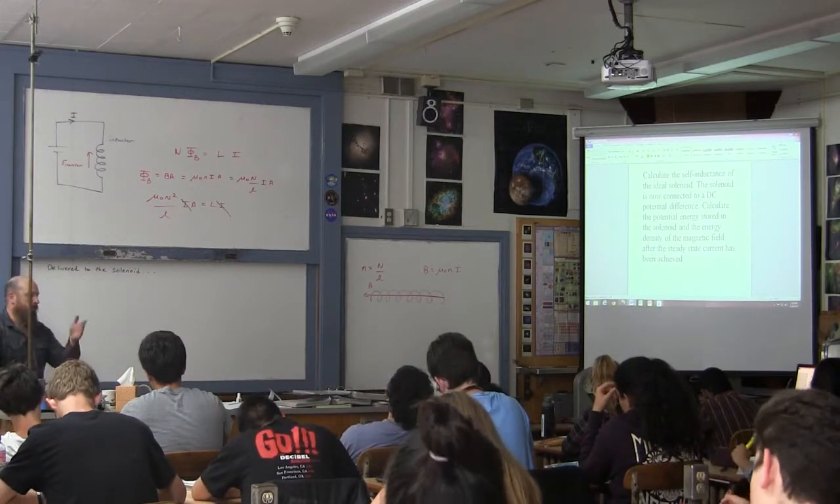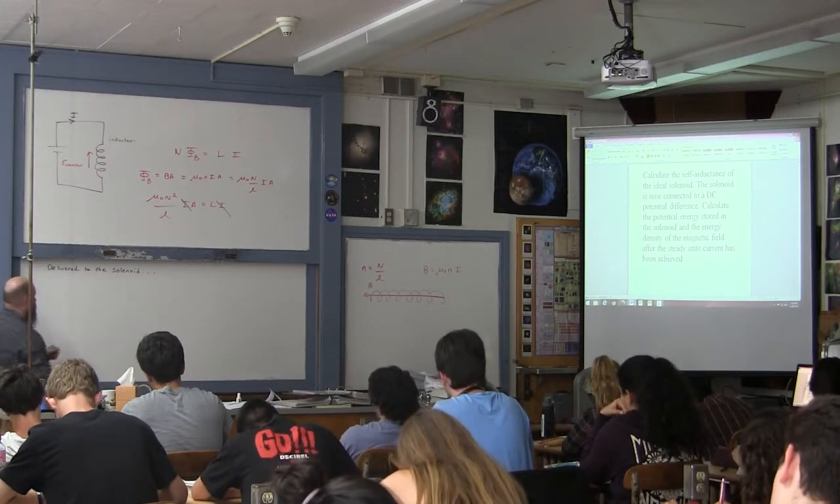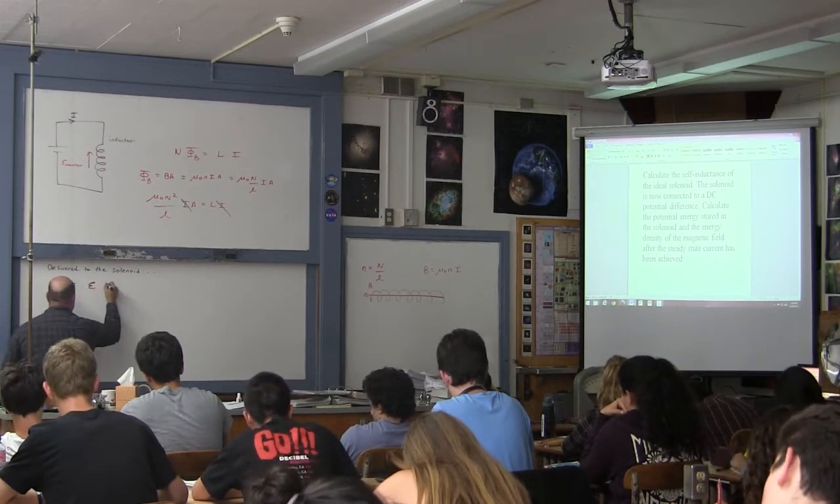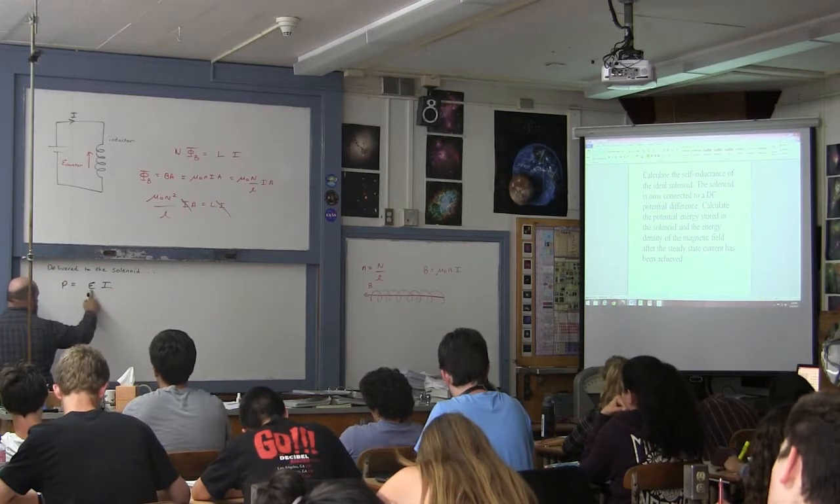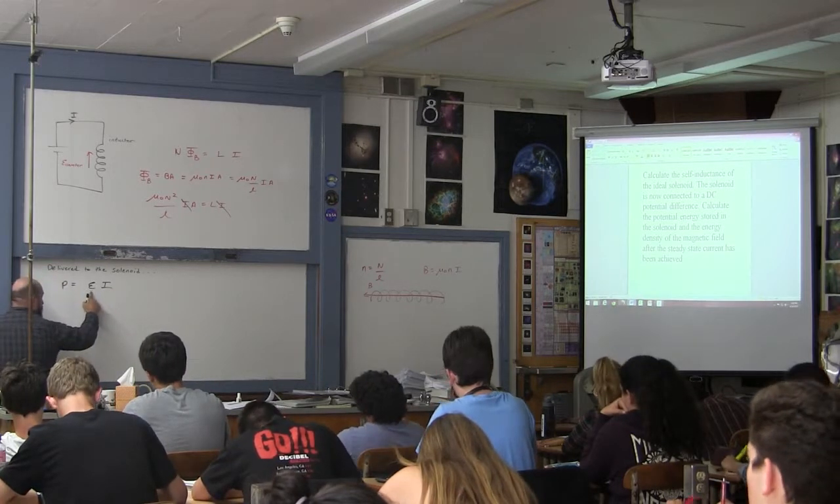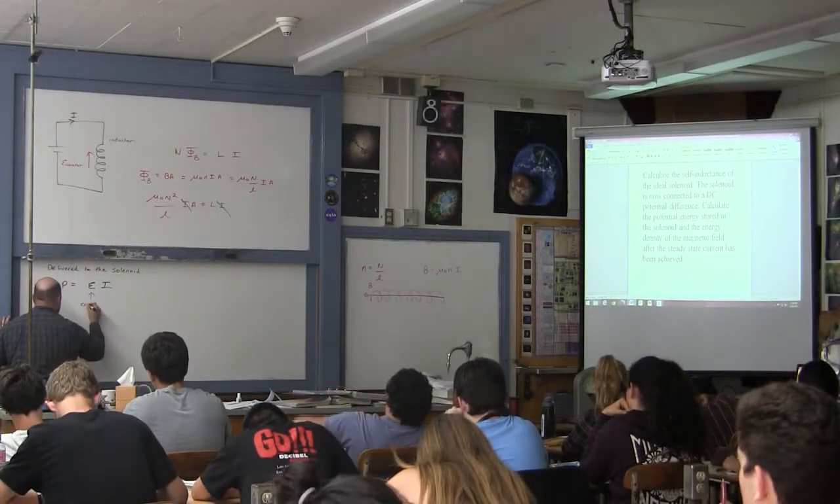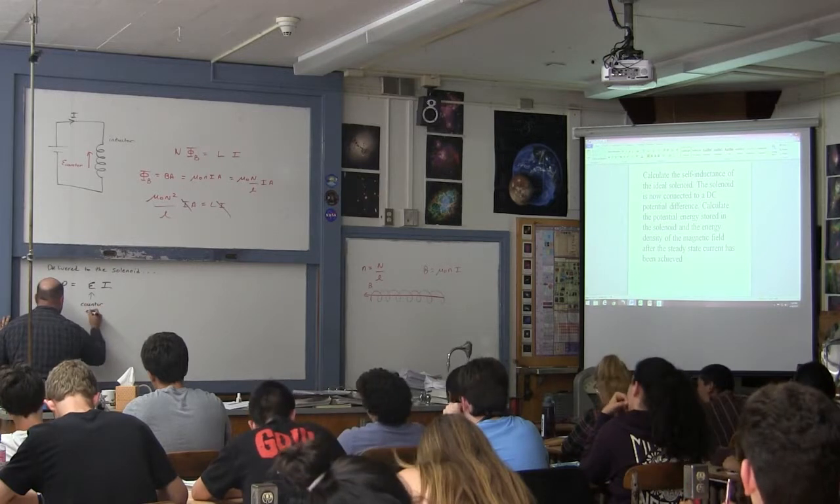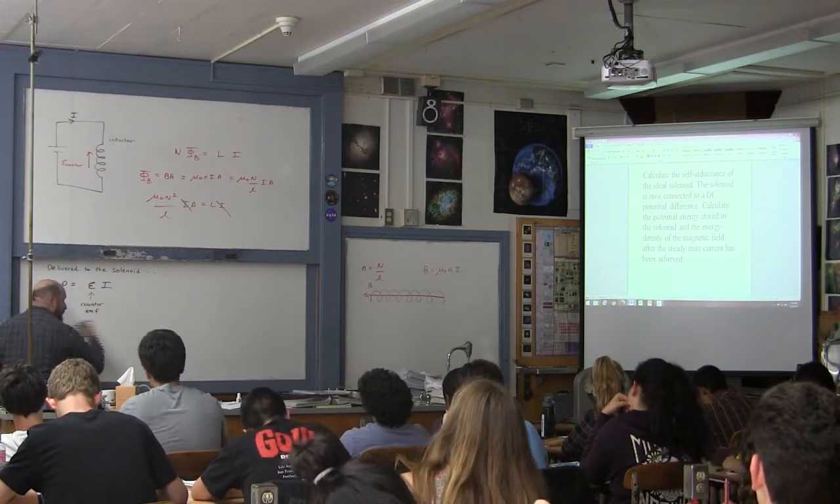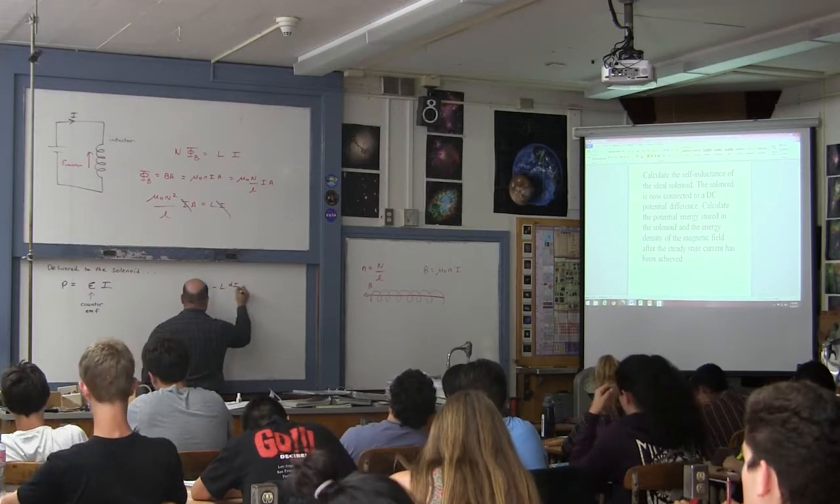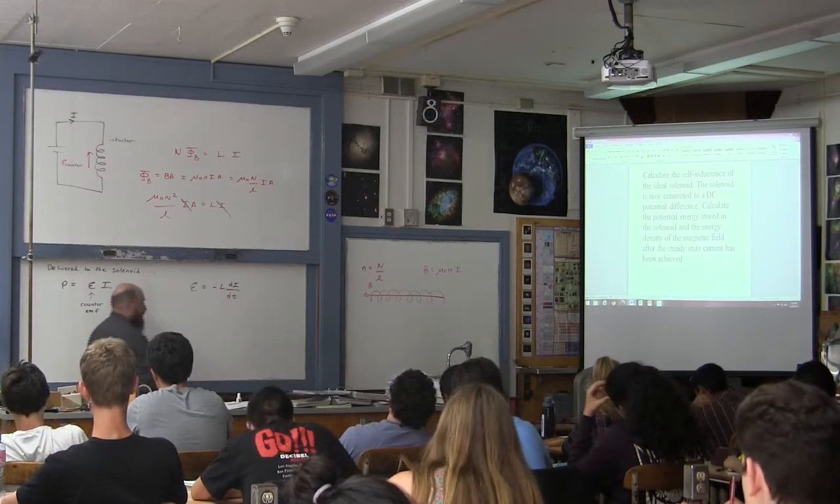What is delivered to the solenoid? What is delivered to the solenoid, P, is going to equal epsilon times I, where epsilon right here is the counter EMF. Now the counter EMF from earlier is equal to this expression here.